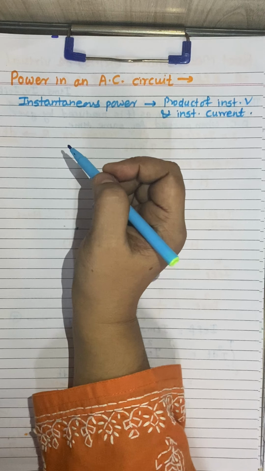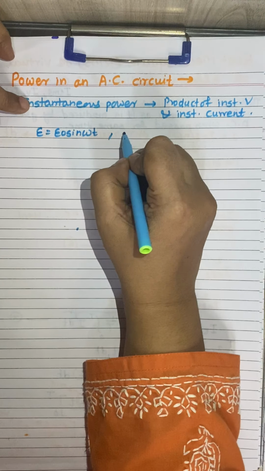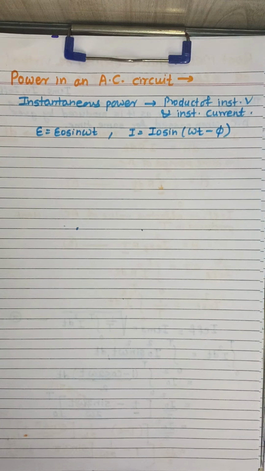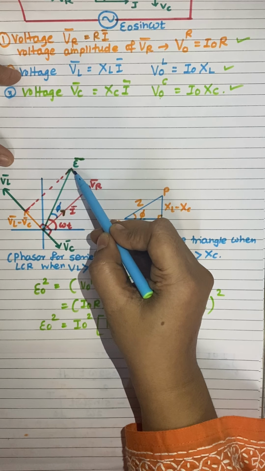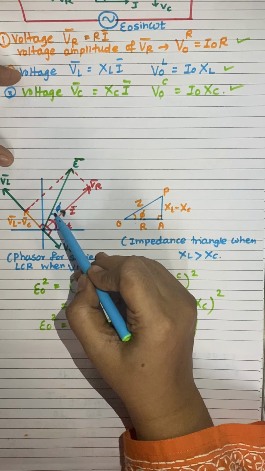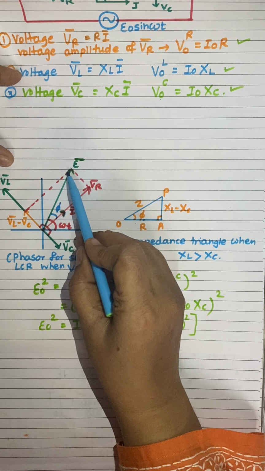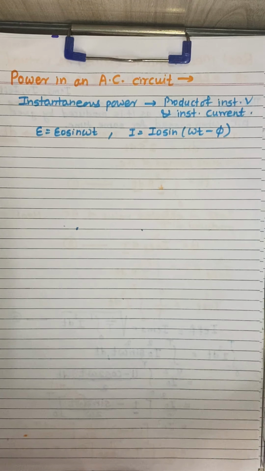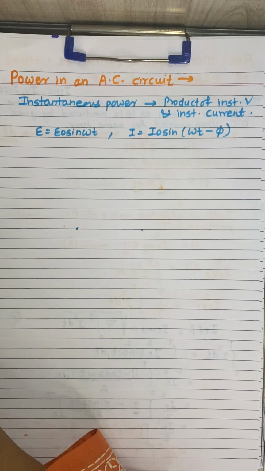Suppose in an AC circuit the voltage and the current at any instant are given by E is equal to E naught sine omega t, and current I is equal to I naught sine omega t minus phi. Why have I taken minus phi here? You can see in this diagram that the applied voltage is the EMF E equal to E naught sine omega t, and the current flowing through the circuit, shown by the red arrow, is behind the voltage by the angle phi. So E is ahead and the current lags by the phase phi. Therefore I is equal to I naught sine omega t minus phi, where phi is the phase angle by which the voltage E leads the current I. This is to be understood.